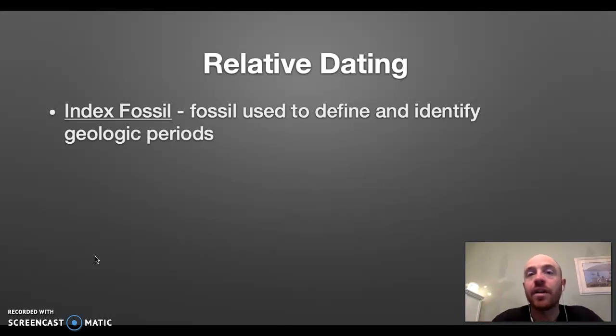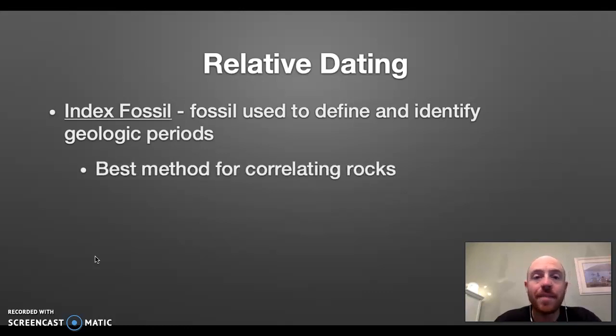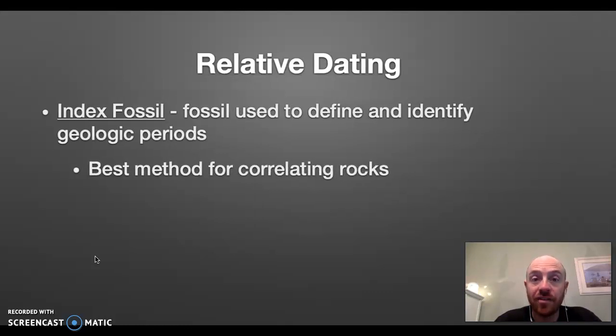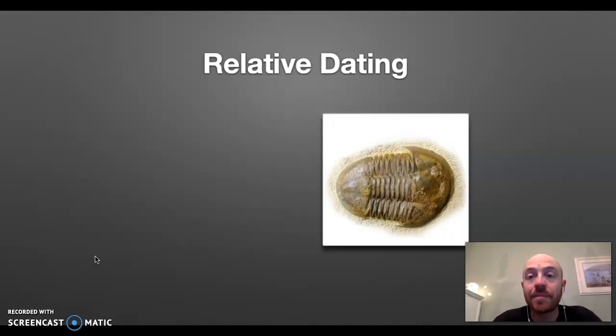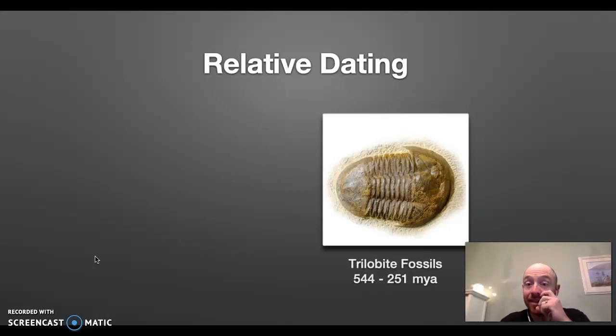An index fossil is a fossil that is used to define and identify geologic periods. So this is our best method for correlating rocks' ages. For example, this is called a trilobite. A trilobite is a great index fossil because they existed anywhere between 544 to 251 million years ago.